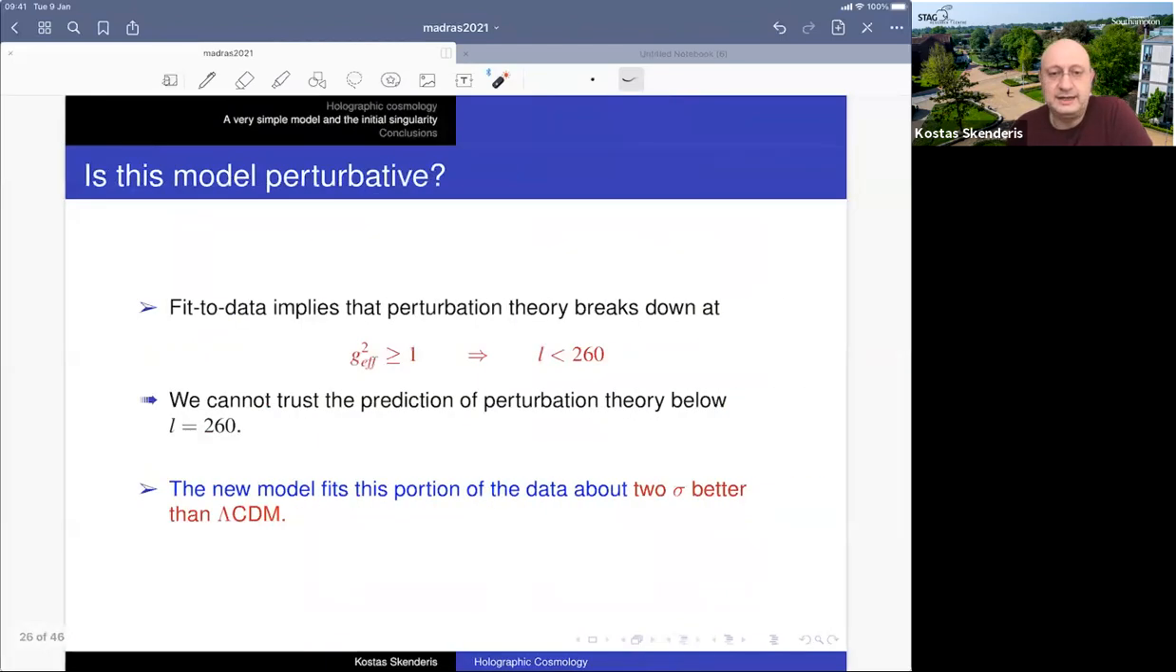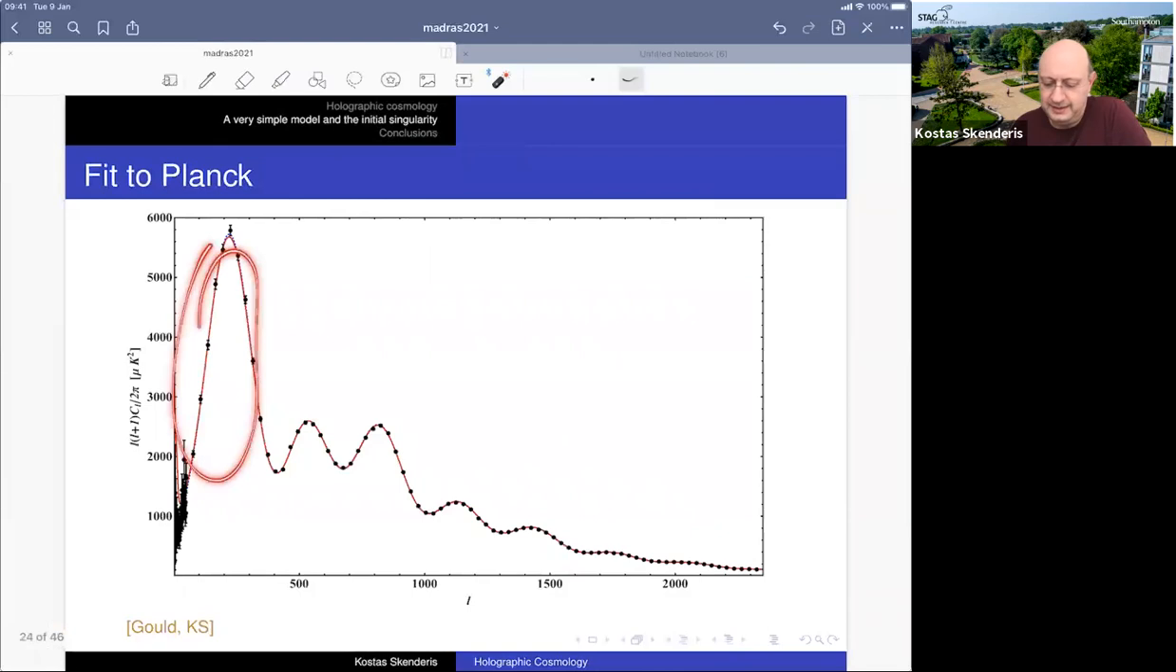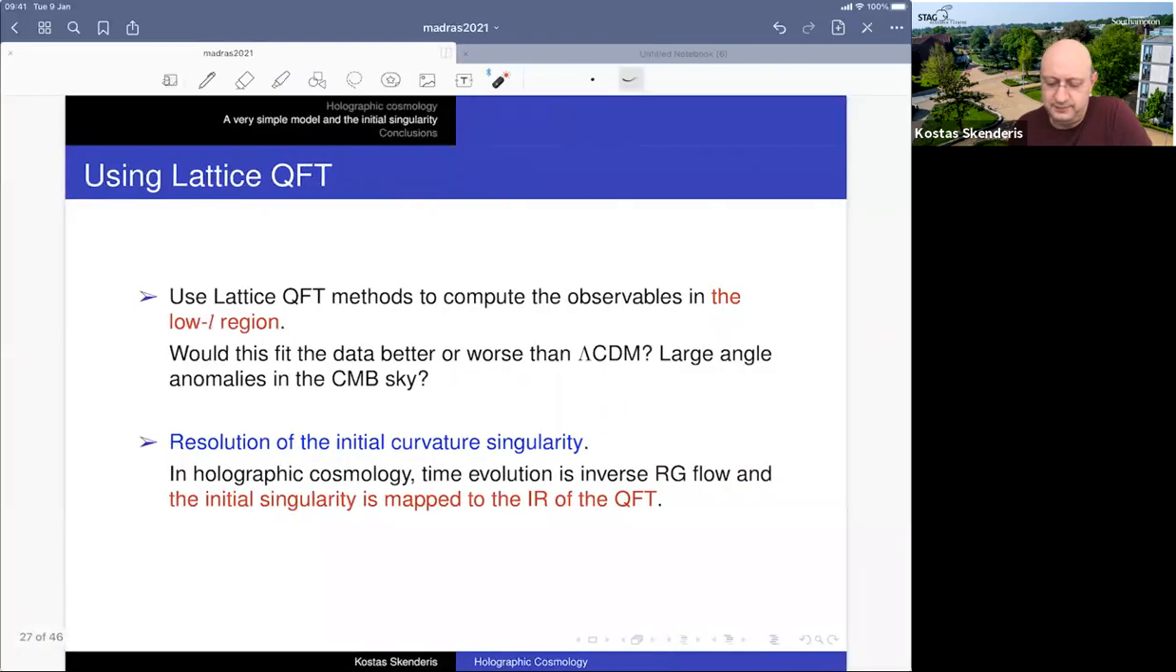Now, in the region where the model is perturbative, it turns out it's a little bit more than 2 sigma better than lambda CDM. So that's already, in a sense, moving in the right direction. If this non-perturbative region would also fit the data well, it would start to be not just competitive, but preferable to lambda CDM. But to model also this part here, we really need a non-perturbative method. And that's why we turn to lattice quantum field theory. We need lattice quantum field theory in order to model this low L region, in this case also medium L, up to 260. And secondly, if we are to understand the resolution of the initial singularity, we also need to understand the behavior of the model in the infrared.